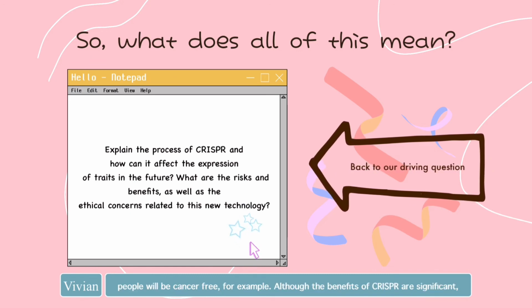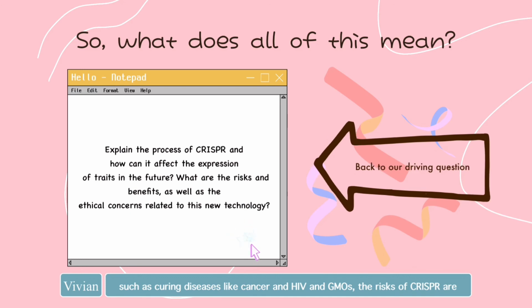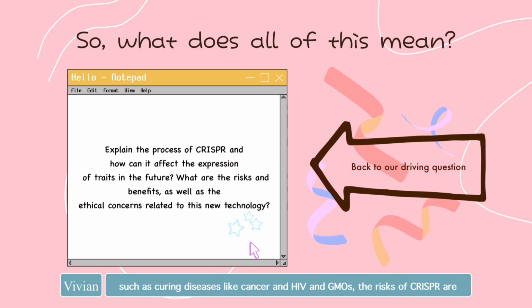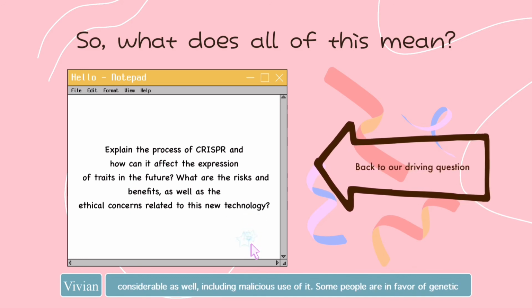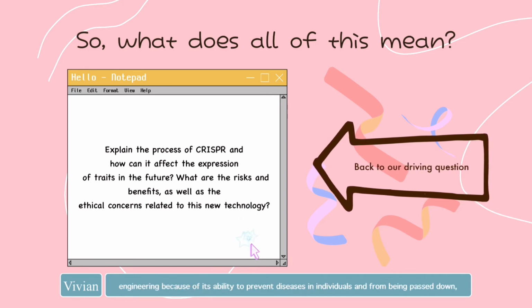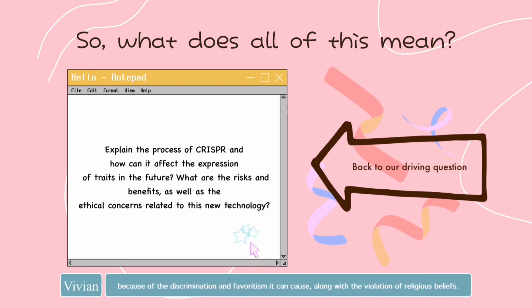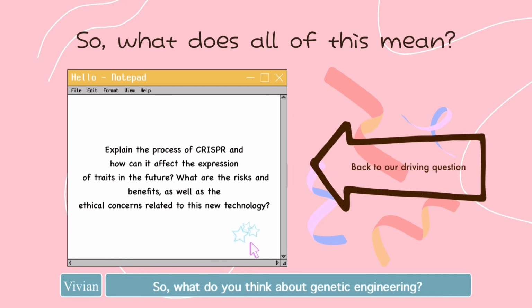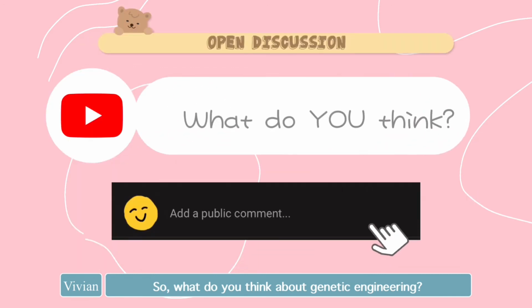Although the benefits of CRISPR are significant, such as curing diseases like cancer and HIV and GMOs, the risks of CRISPR are considerable as well, including malicious use of it. Some people are in favor of genetic engineering because of its ability to prevent diseases in individuals and from being passed down, and to help other people who are ill. Others are against genetic engineering because of the discrimination and favoritism it can cause, along with the violation of religious beliefs. So, what do you think about genetic engineering?